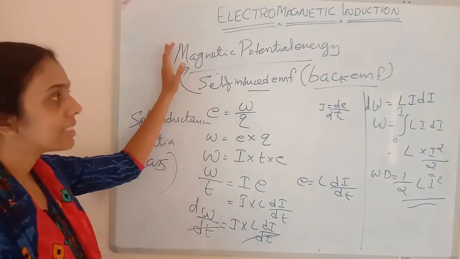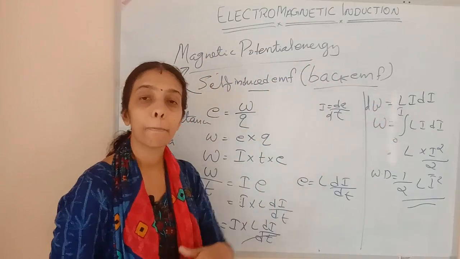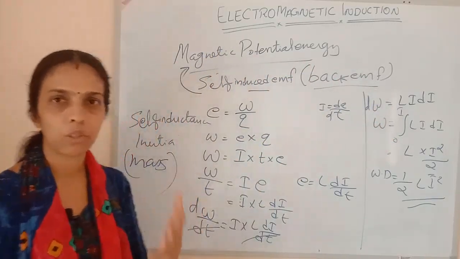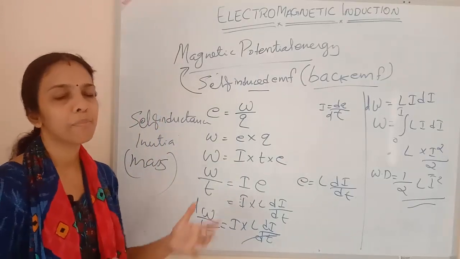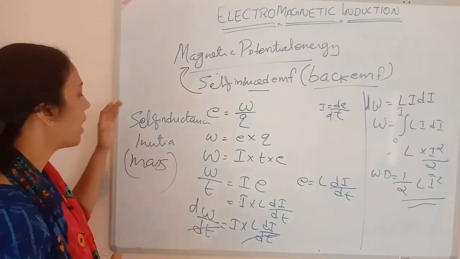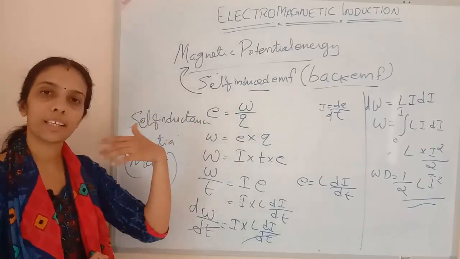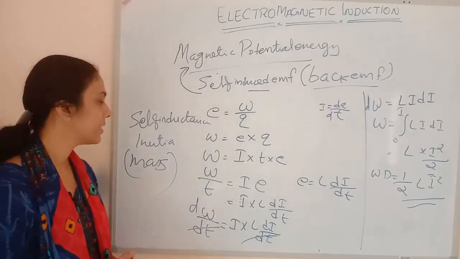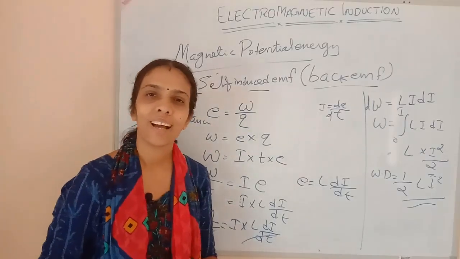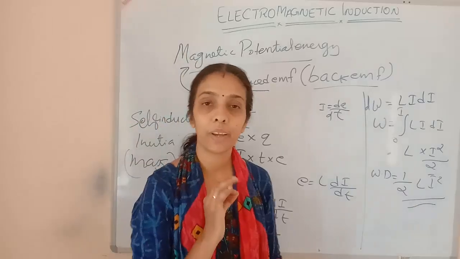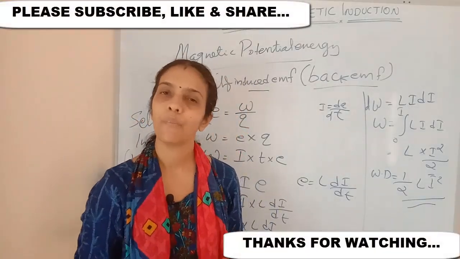Okay, this is the magnetic potential energy, and that self-induced EMF is also called back EMF. That also you should remember. That's why that negative sign is coming over here, because of that back EMF. Okay, so understood. And self-inductance is the role of inertia in our mechanics. It is the magnetic analog of mass. Today's topics are very important. Eddy current is also very important, self-inductance is also very important.